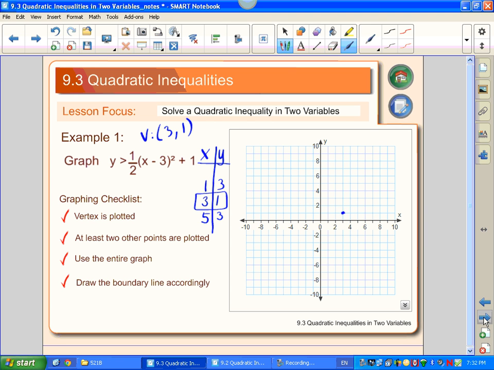Now let's try a -1. So -1 subtract 3 is -4. -4 squared is 16. 16 divided by 2 is 8. 8 add 1 is 9. Using my axis of symmetry, there's a point at 7, 9. That's really key when we're doing table of values, using that axis of symmetry. What it's also doing for me is giving me a number of points, so I'm going to have a very good drawing for my parabola.